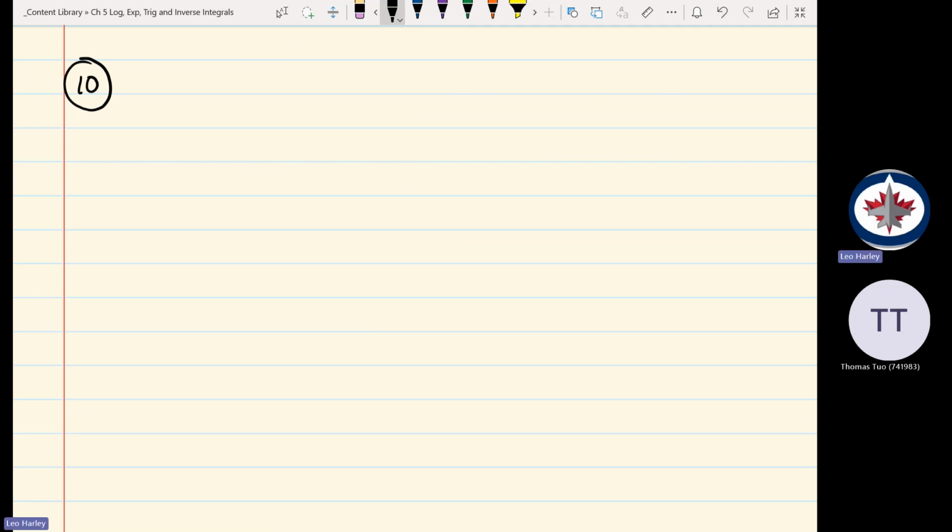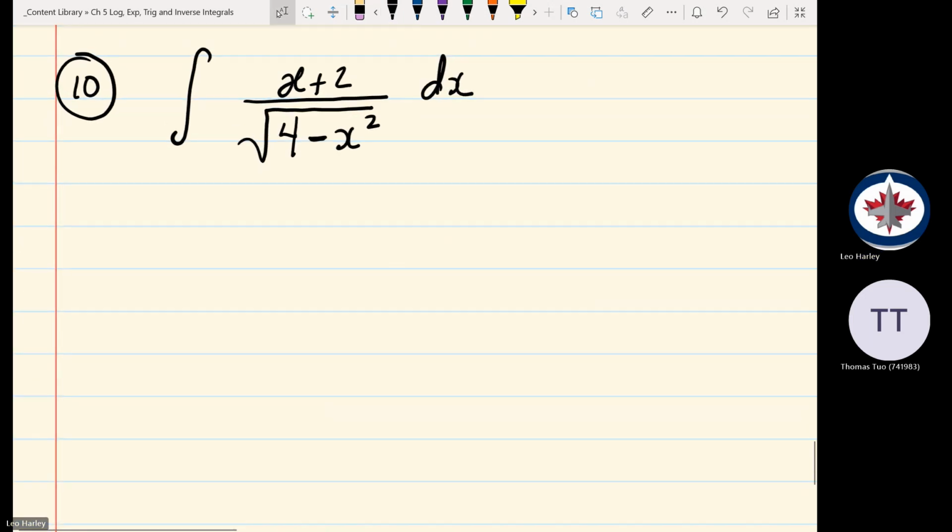Oh, I like number 10. Can you find the integral? Upstairs, you've got x plus 2. Downstairs, you've got the square root of 4 minus x squared dx. You can do it. I believe in you.